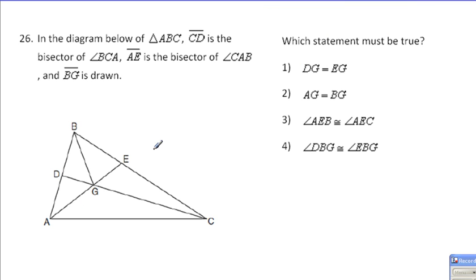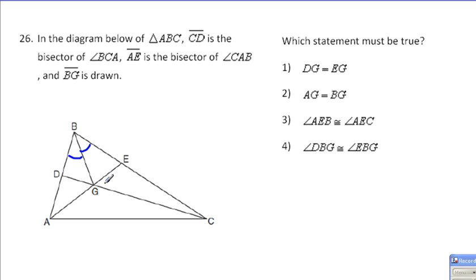Alright, here we have which statement must be true. Now, angle bisectors are concurrent. That means when two angle bisectors meet up, the third line that meets at the same intersection would also be an angle bisector. Because once again, angle bisectors are concurrent.